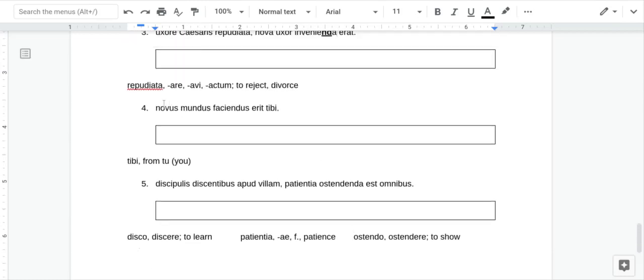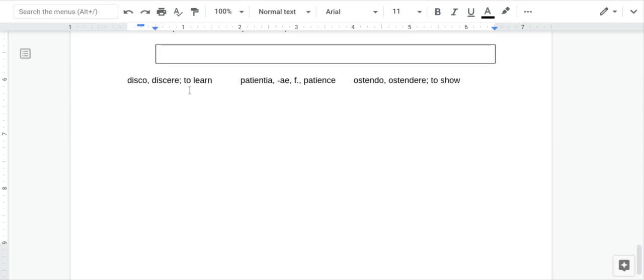All right, number 4, a new world, novus mundus. A new world will have to be made by you or for you. I would take that too. A new world will have to be made by you, which is probably true.